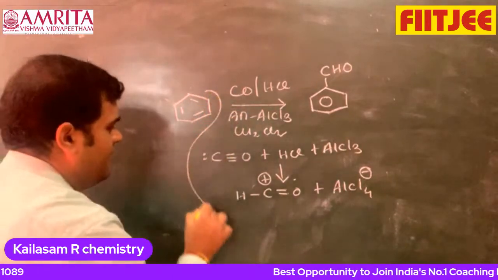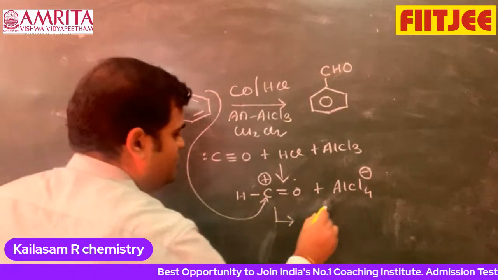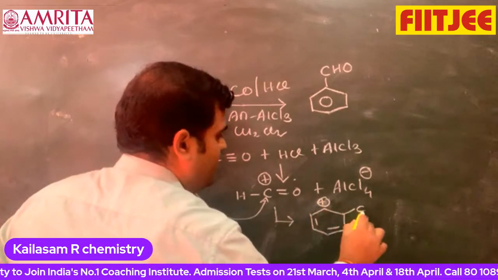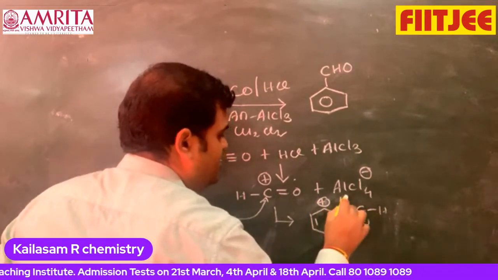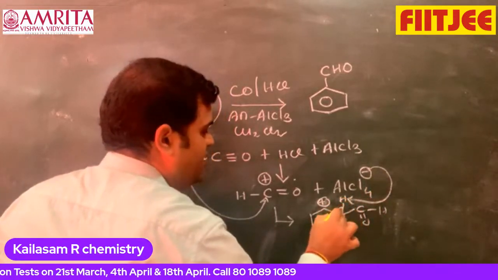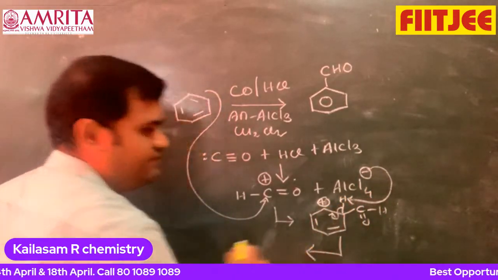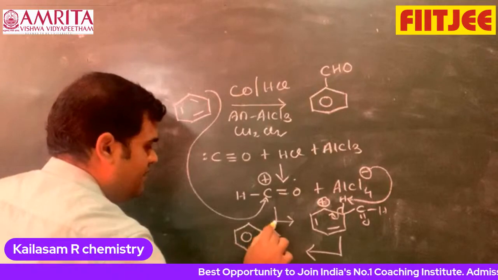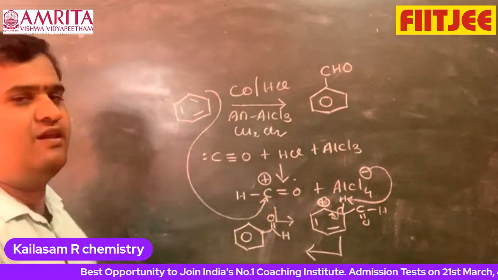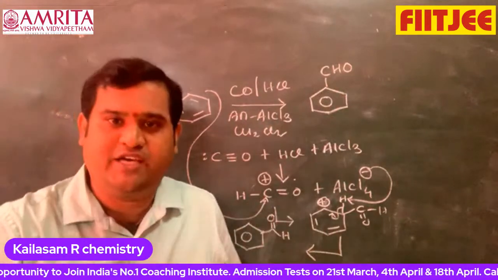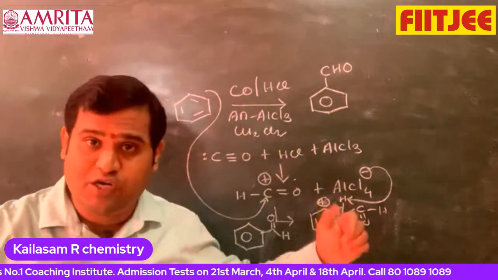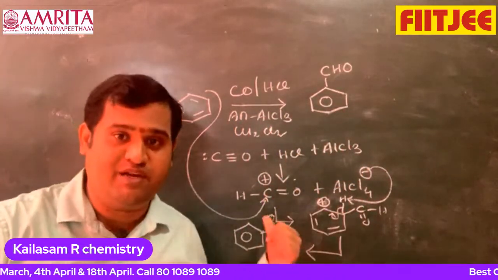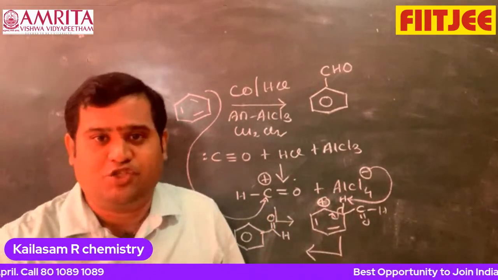Now this can attack. Now you are going to get the slow step. The slow step is what? The rate-determining step. Here you have the H, and AlCl4 minus can attack this H plus, again the bond formation. The second step is fast. You are going to get benzaldehyde. That's all. So this is an example of the Gattermann-Koch reaction as a single step: benzene is converted into benzaldehyde by using CO and HCl in the presence of anhydrous AlCl3 and Cu2Cl2, giving benzaldehyde as the product.